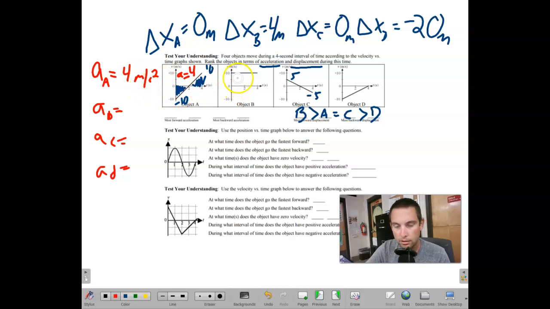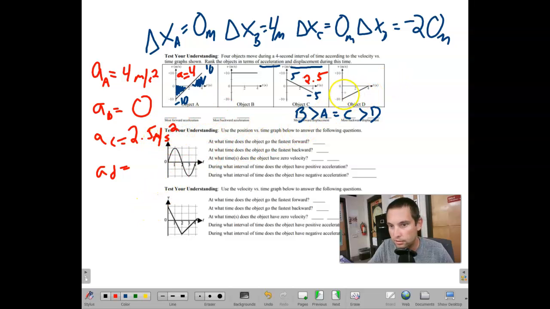B, what is the slope here? 0. Oh boy, I don't want to erase that. Sorry. Alright, so for C, what's happening with C? We are dropping down 10, so we're going to have a negative acceleration. Our velocity is getting closer to negative. Dropping down 10 divided by 4 is 2.5. So we have negative 2.5 meters per second squared.